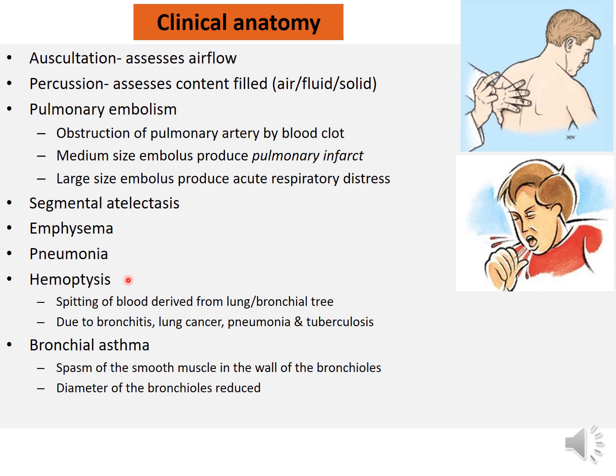Pneumonia, as you know, is an infection of the lung. Spitting of blood derived from the lung or bronchial tree is called hemoptysis. Usually hemoptysis is observed in cases of bronchitis, lung cancer, pneumonia and tuberculosis. In case of any of these conditions, you see the patient suffering from hemoptysis. Bronchial asthma is a spasm of smooth muscles in the wall of the bronchioles. So in patients with bronchial asthma, the diameter of the bronchioles will be reduced.